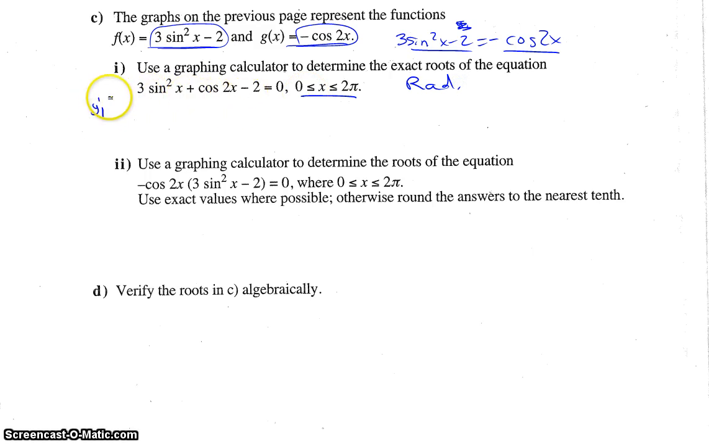Please make sure, so y1 equals 3, and then you'll need a bracket because we have to square the sine x. Automatically puts a bracket in on the x, squared plus cos bracket 2x bracket minus 2 equals, oh, and then in y2, we're putting 0. Okay, all right, and this will be your x min 0, x max 2 pi, and there we go. Let's go ahead and solve this. Pause your video, go to your calculator.